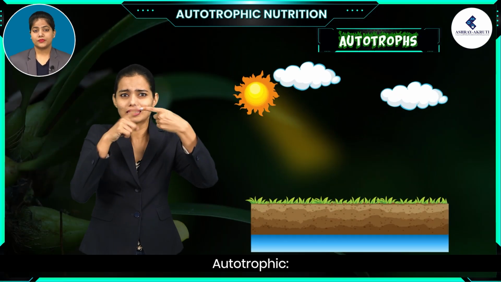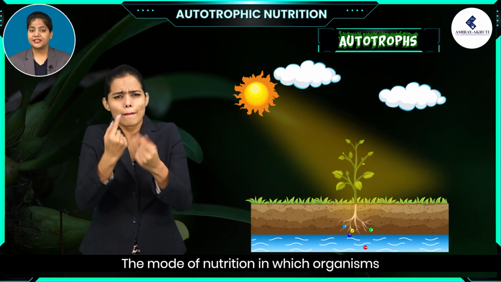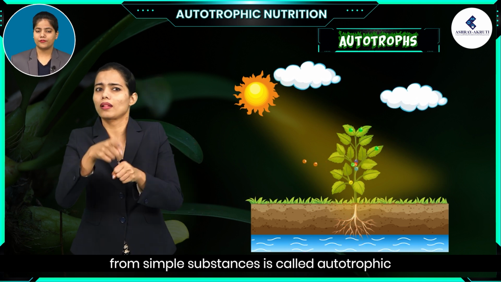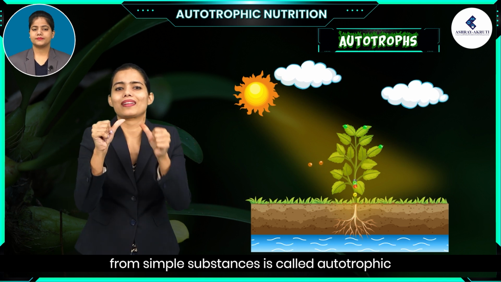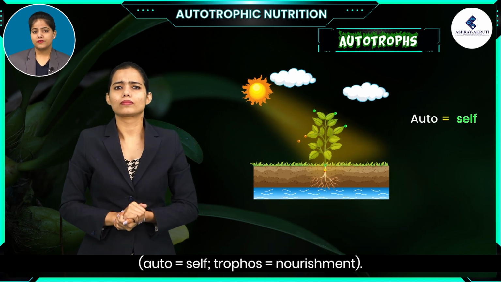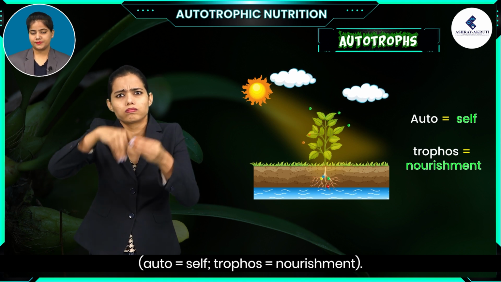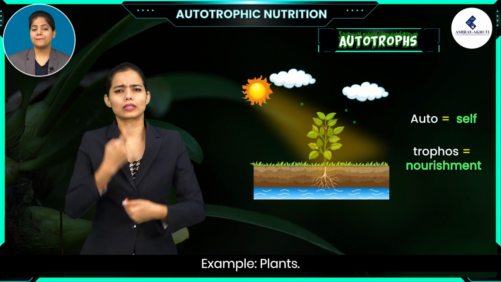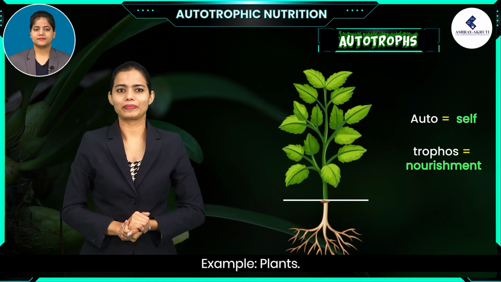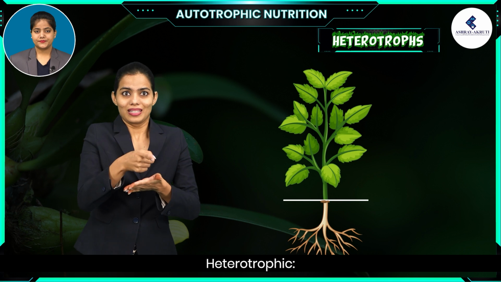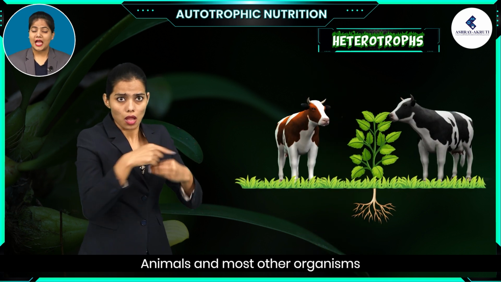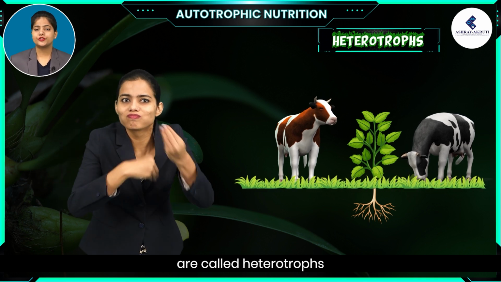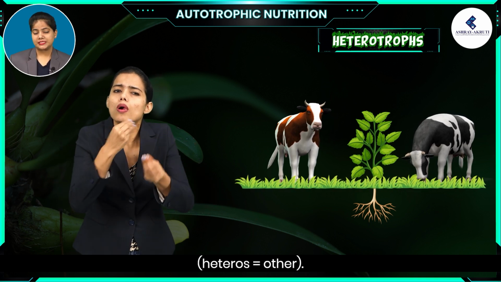This nutrition is again of two types. Autotrophic. The mode of nutrition in which organisms make food themselves from simple substances is called autotrophic. Auto means self, trophos means nourishment. Example, plants. Heterotrophic. Animals and most other organisms that take in food prepared by plants are called heterotrophs. Heteros means other.